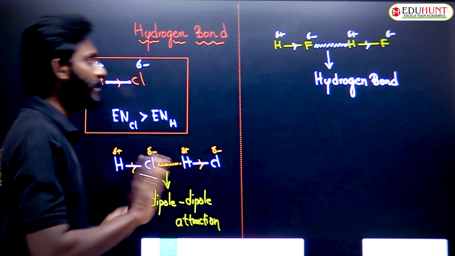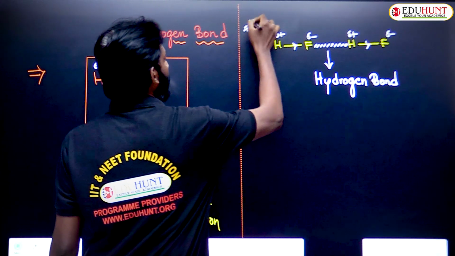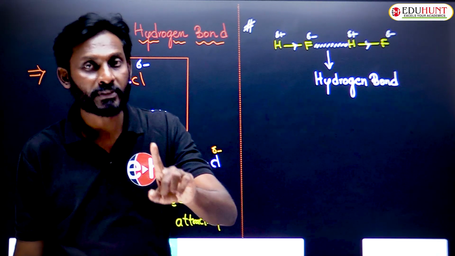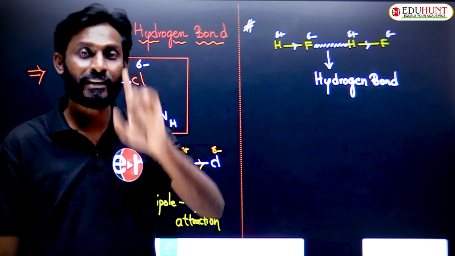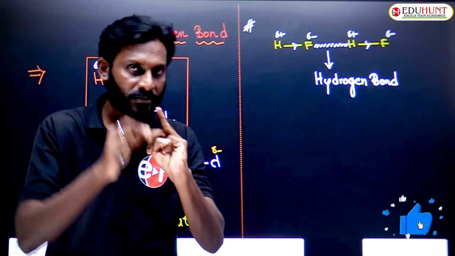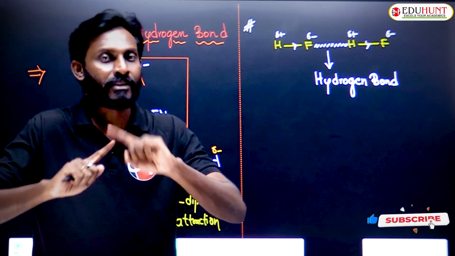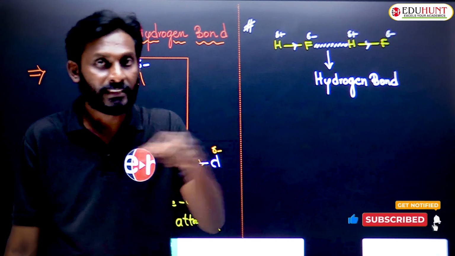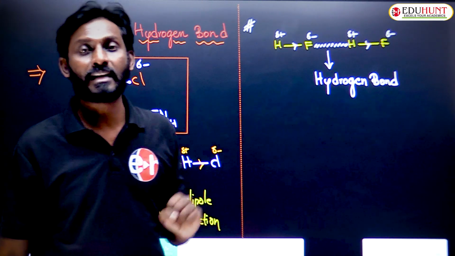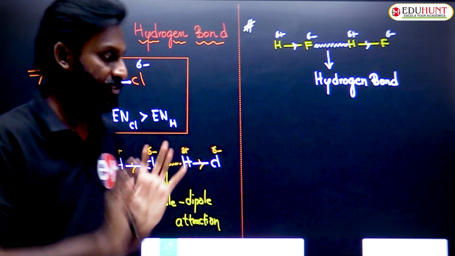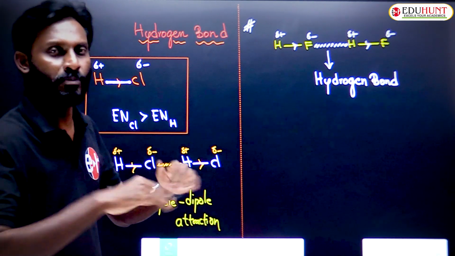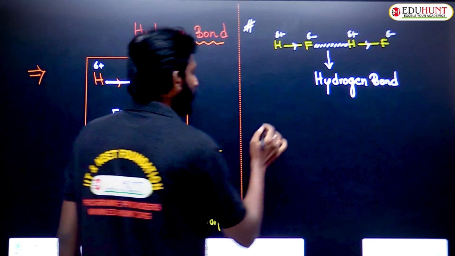Okay, so in general, when hydrogen is present on fluorine, when hydrogen is present on oxygen, when hydrogen is present on nitrogen. So three atoms I mentioned: fluorine, oxygen, and nitrogen. So when a hydrogen atom is present on any of these three atoms, then only the attraction of this kind is called hydrogen bond. So let me define first. Let me give a few more examples. Then I'll define.